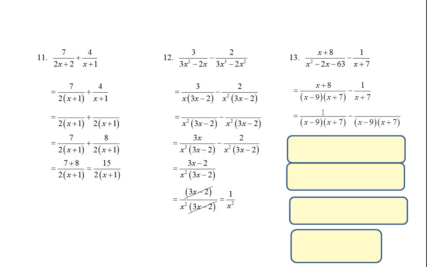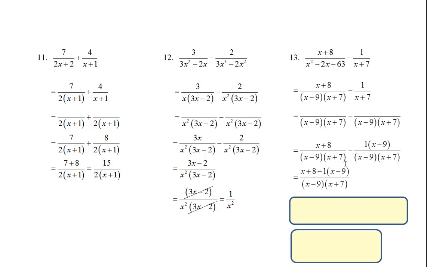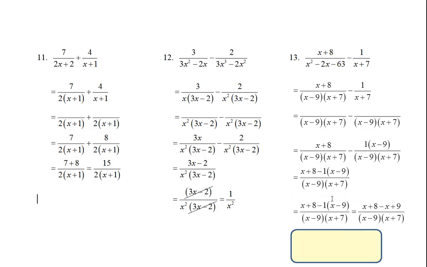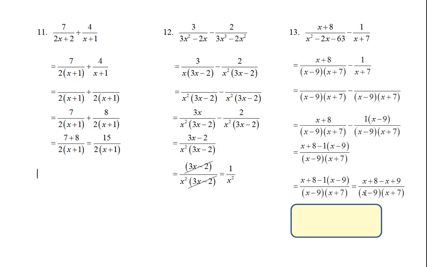This one will already be x plus 8. This one, though, what's missing is an x minus 9. So x minus 9 goes here. So I multiplied. Now be careful here. Here's a negative. So put those fractions together, and now just work solely with your numerator. Distribute the negative 1 through, and we'd end up with a negative x plus 9. Combine like terms, the x's eliminate, I end up with 17 over that thing. And that's my answer.